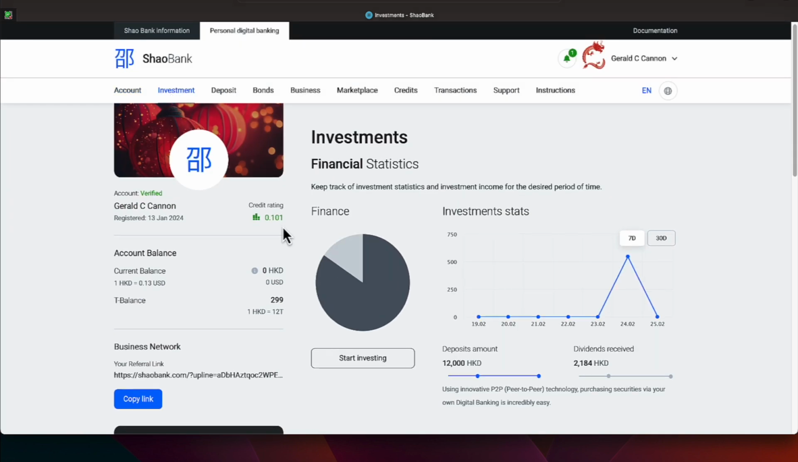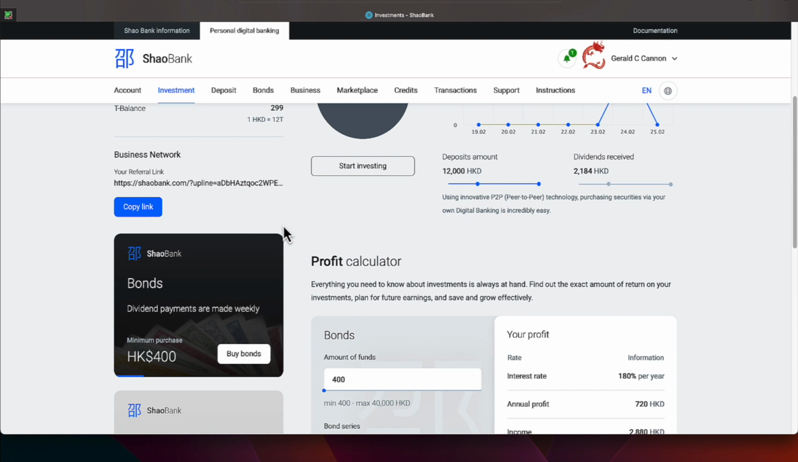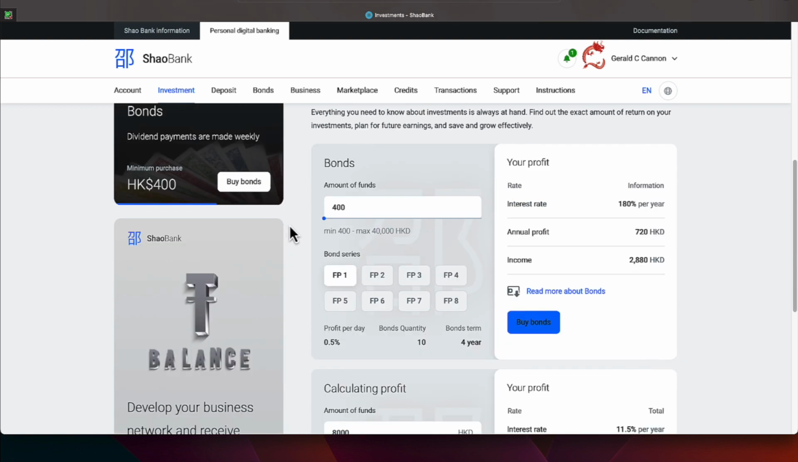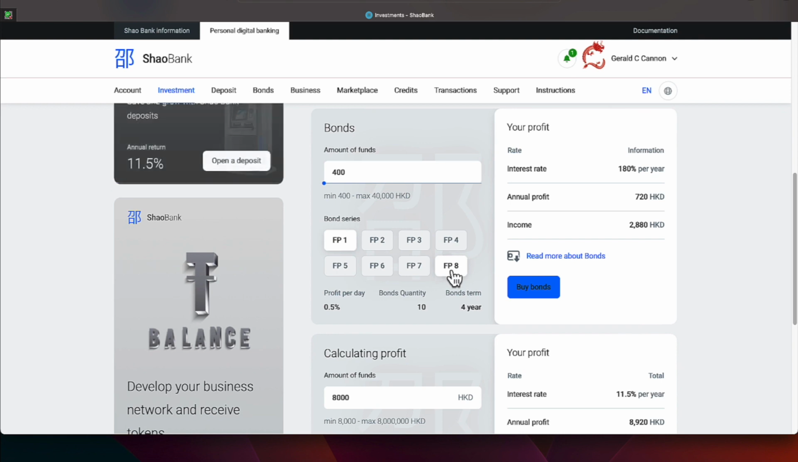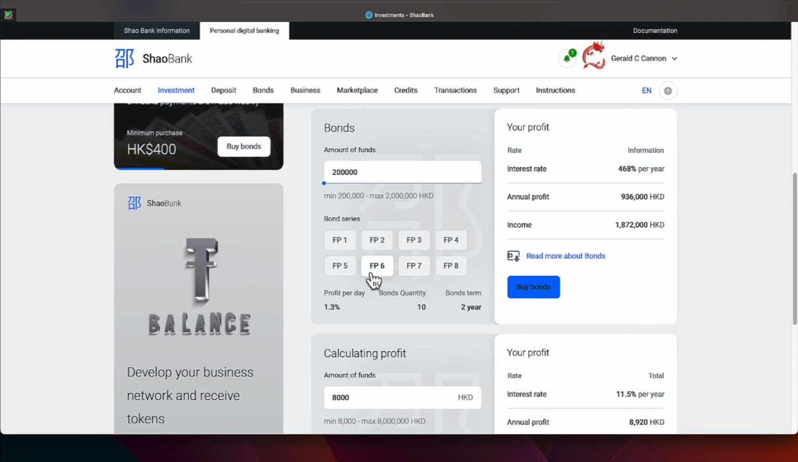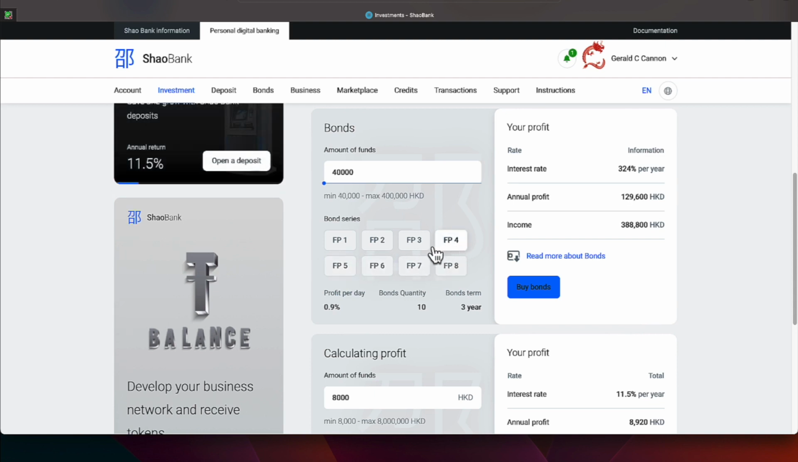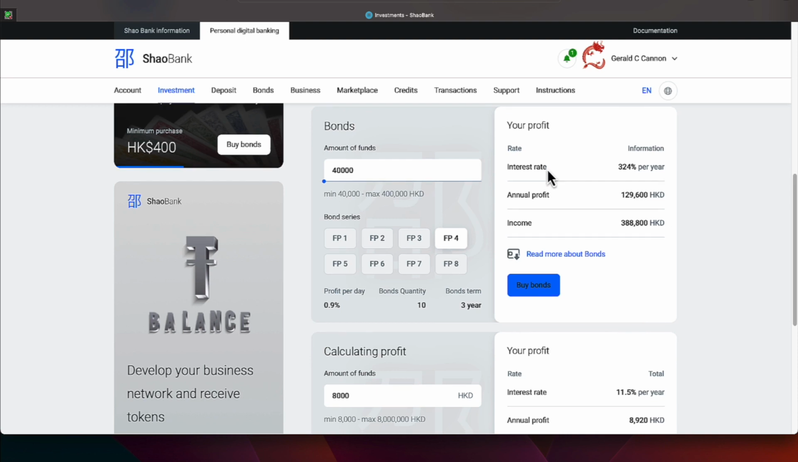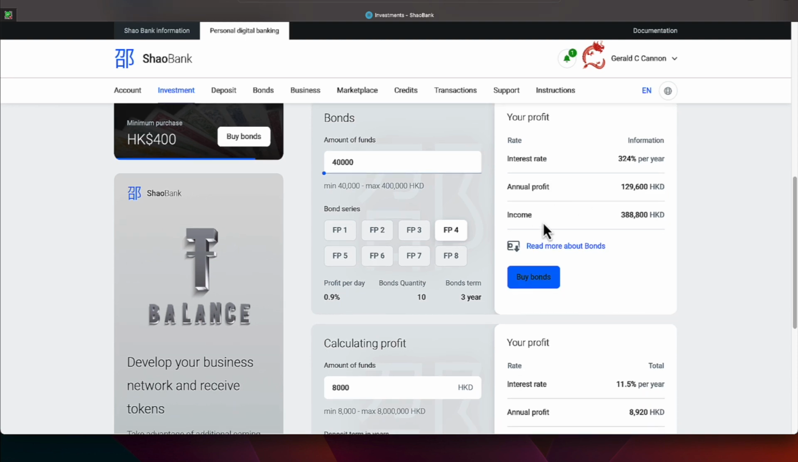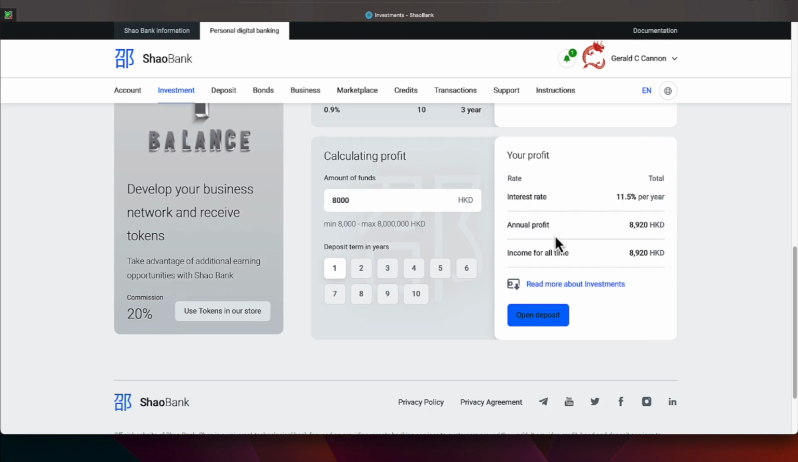Investment, everyone. And you have a calculator that you can come over here and play with the different profits of the different bonds. This is the highest paying bond, everyone. That is 2%. And this one again is 1.5, the FP7. And then the FP6 is 1.3. The FP5 is 1.1. The FP4, 3, 2, and 1 are the other bonds left. And we can see now the interest rate over here as far as your profit, your annual profit, and your income.